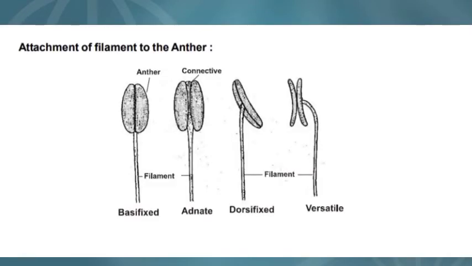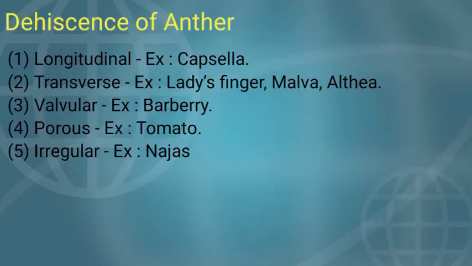Example, grasses. Let's see the diagrammatic representation of attachment of anthers to the filament. See how the filament is attached to the anther in basifixed, adnate, dorsifixed and versatile stamens. See those diagrams carefully for your better understanding. The very next topic is dehiscence of anther. Anther dehiscence is broken down into five different types.